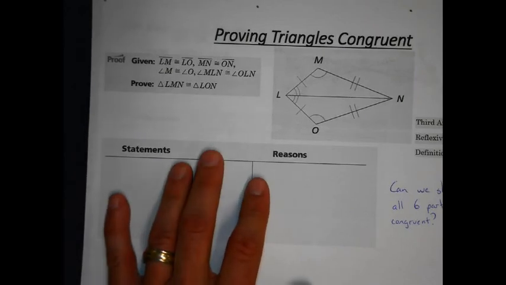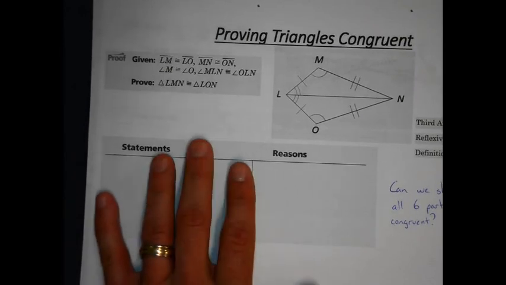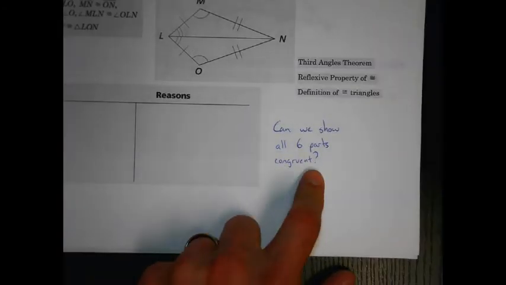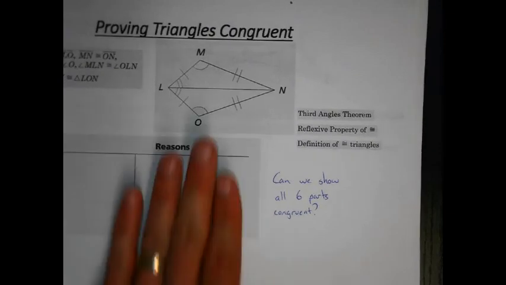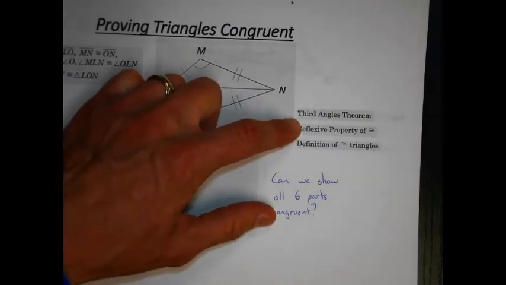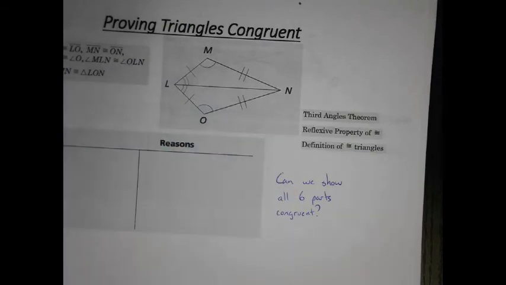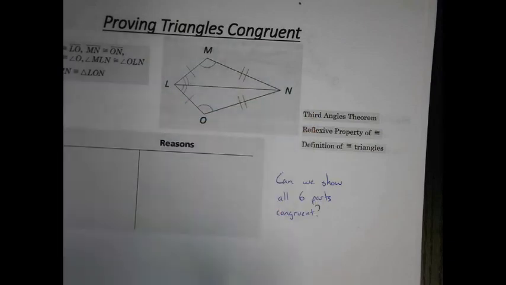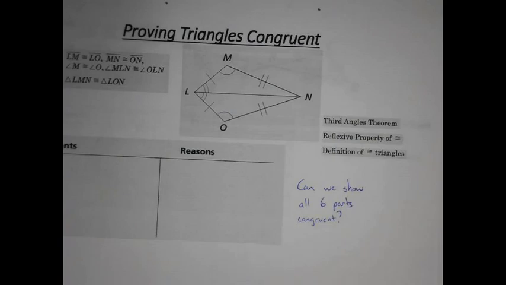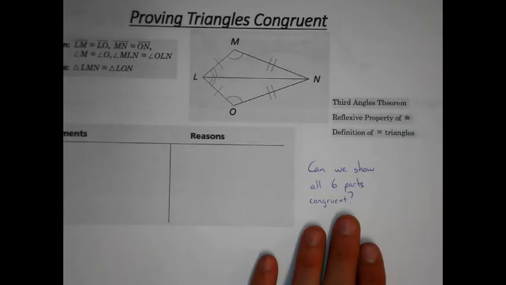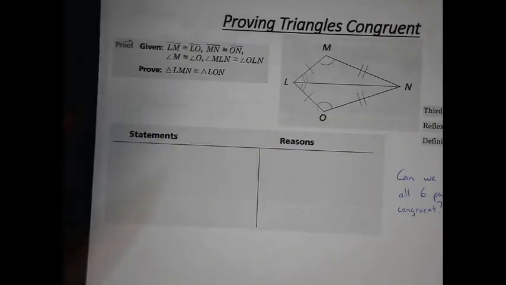So what do we have to show? We have to show that all 6 parts are congruent. Some of the reasons we have are the third angles theorem, the reflexive property of congruence, and the definition of congruent triangles. These are important to know. The third angles theorem, remember that from the notes: if we have 2 angles, we get the third angle. The reflexive property of congruence means a thing is congruent to itself. So the point is, can we show all 6 parts congruent? How many congruent parts do we have right now?